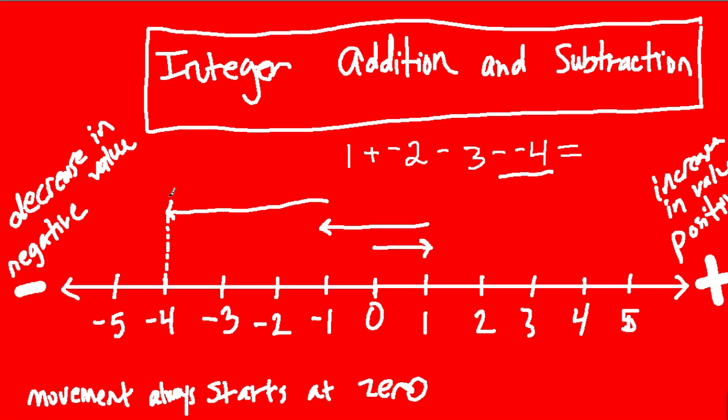Well, 4 places. 1, 2, 3, 4. And we're at our final answer of 0.